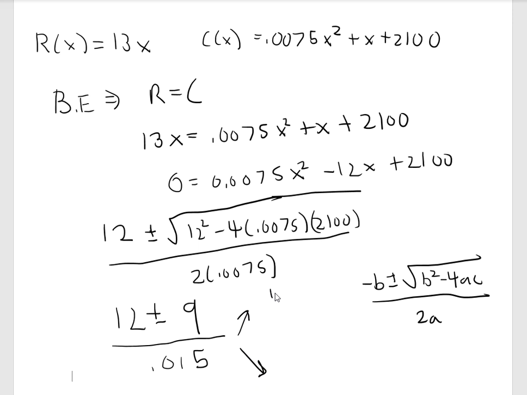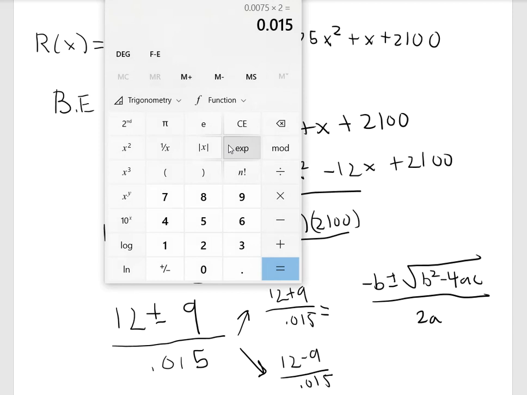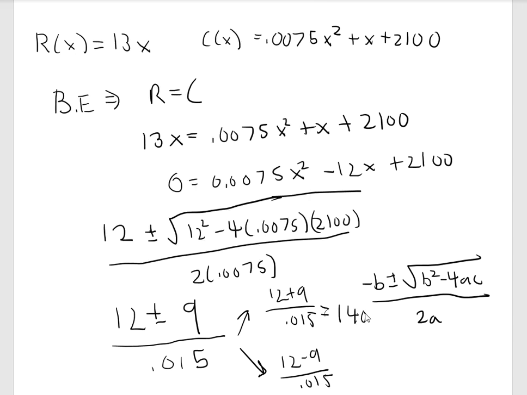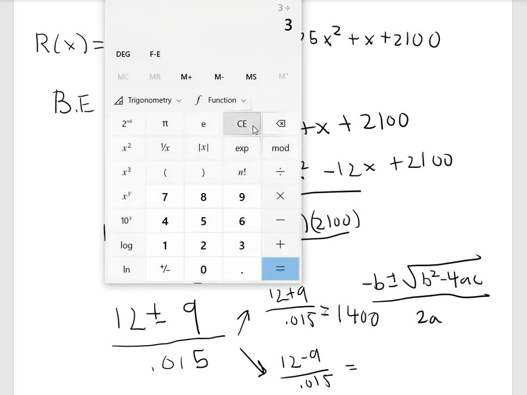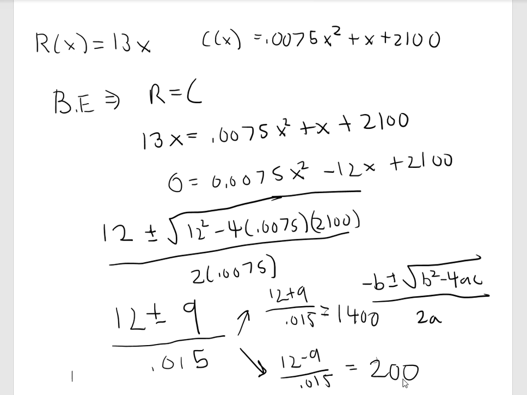So I have two answers here. The first one is going to be 12 plus 9 over 0.015. And the second one is going to be 12 minus 9 over 0.015. Up here, I get what? 21 divided by 0.015, which is 1400. And down here, I get 3 divided by 0.015, which is 200. So my two break-even points are 200 and 1400.